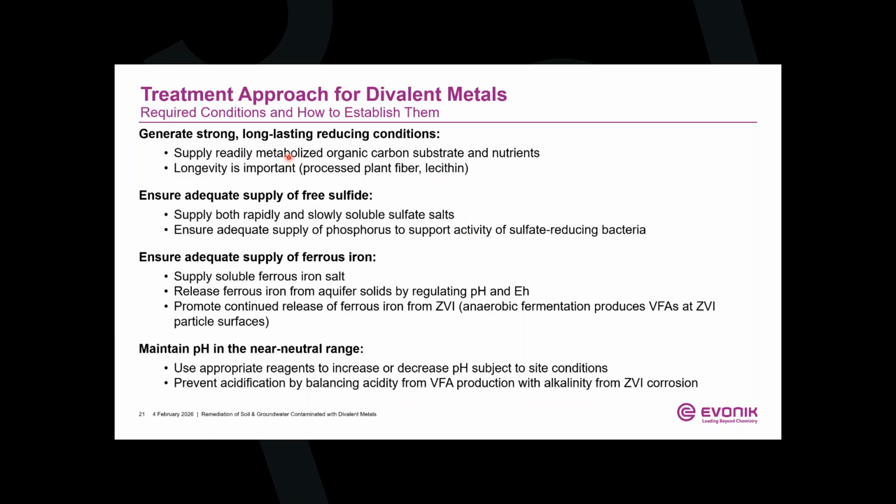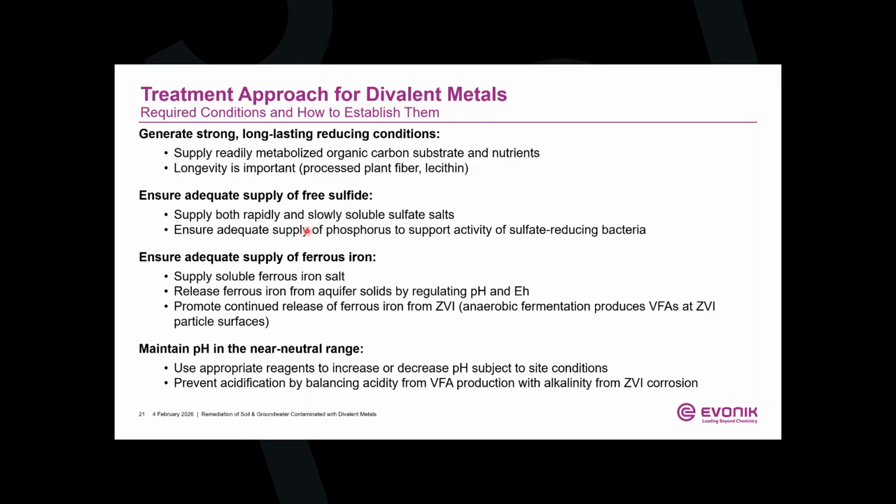What do we need? We need to generate strong and long-lasting reducing conditions. How do we do that? Supply readily metabolized organic carbon and nutrients. Longevity is important, and because of that fact, we like to use processed plant fiber in one family of our reagents, Geoform ER as an example, and we use lecithin in the Geoform soluble reagent. We want to ensure an adequate supply of free sulfide, so we supply both rapidly and slowly soluble sulfate salts in our Geoform reagents. This ensures that you will have a long-lasting supply of sulfate to be reduced to sulfide.